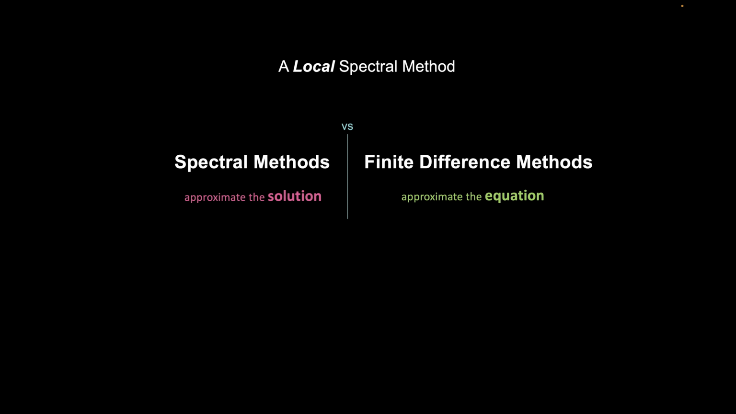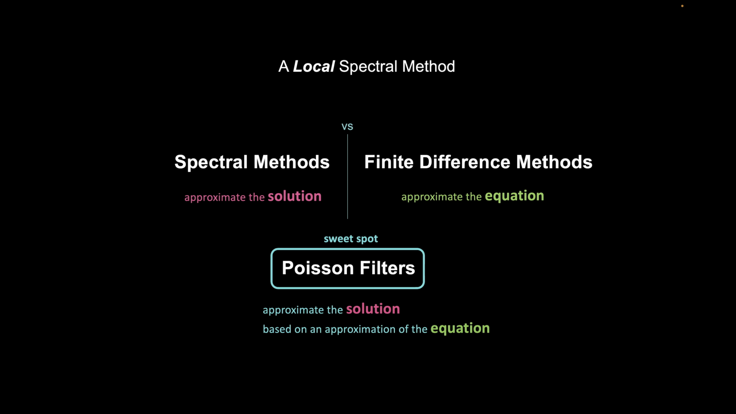In general, spectral methods approximate the solution, while finite difference methods approximate the equation. Poisson filters sit nicely on a sweet spot in between, where we approximate the solution based on an approximation of the equation. This way, we get the best of the two worlds, meaning all the good stuff from spectral methods like parallelism and all the good stuff from the finite differencing method, like easier treatment of boundary conditions when the fluid is colliding with the objects.